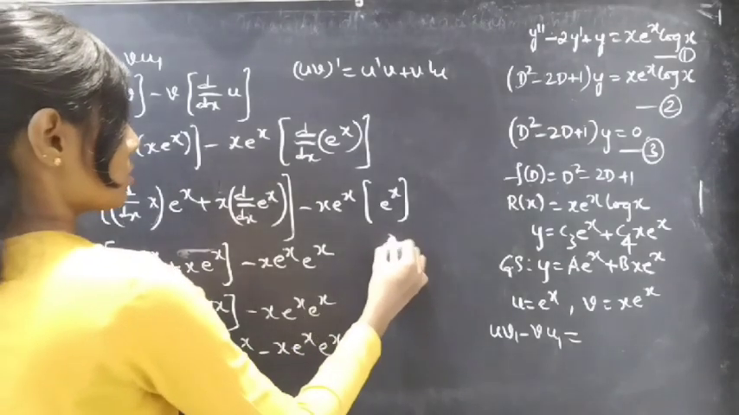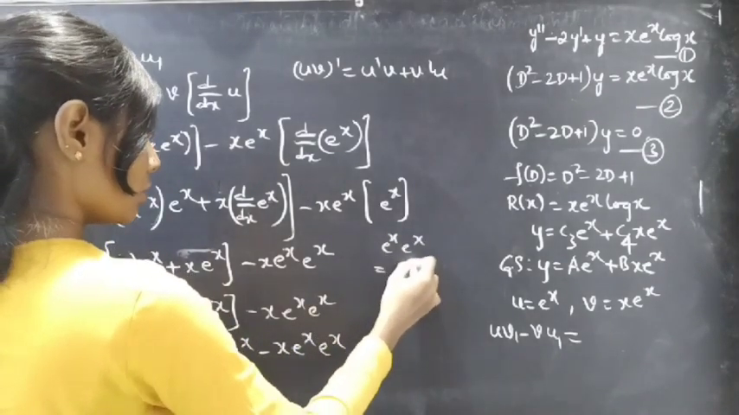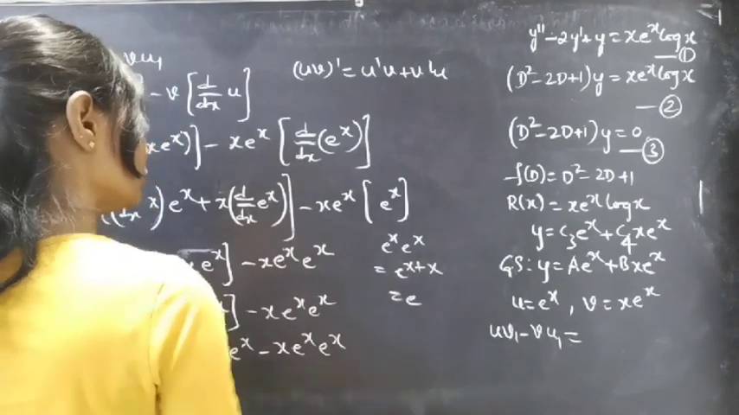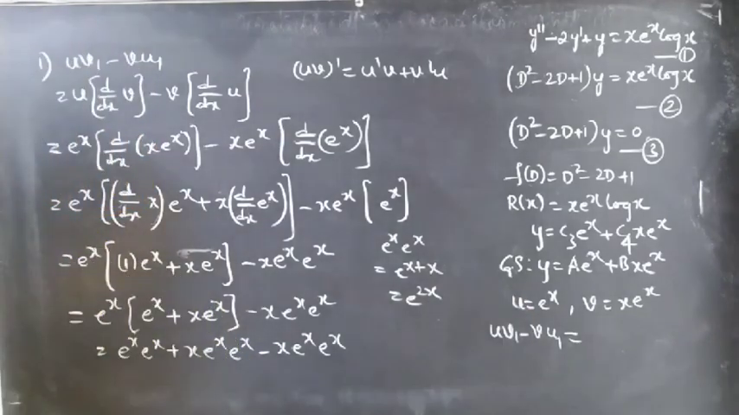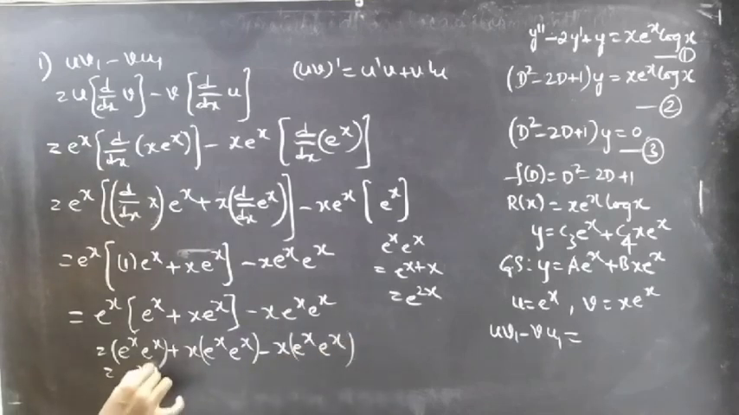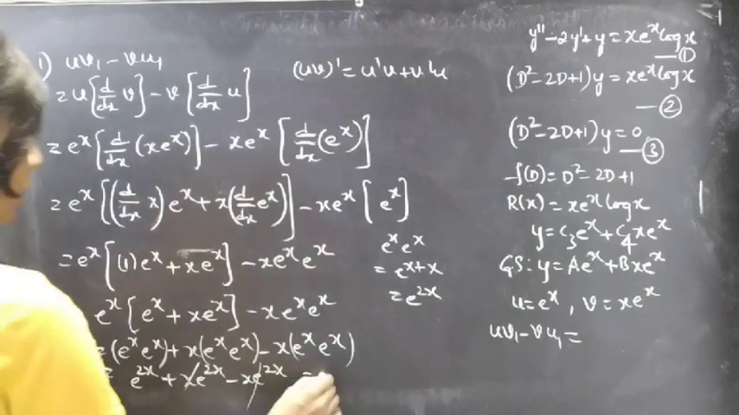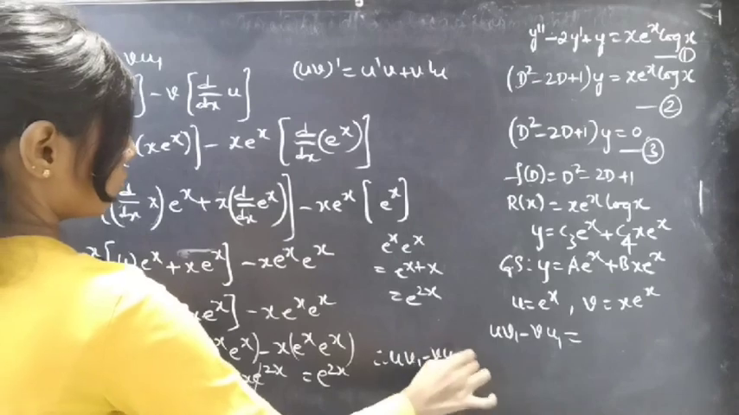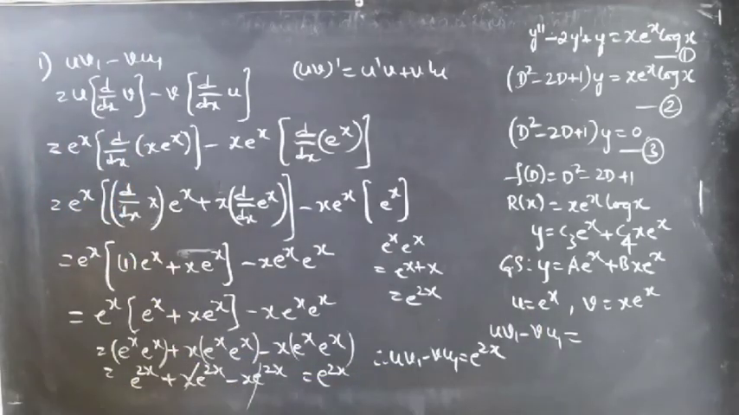Since e power x into e power x can be written as e power x whole square, or e power 2x, right? So let's replace e power x into e power x with e power 2x. We'll get e power 2x plus x e power 2x minus x e power 2x. Here plus x e power 2x and minus x e power 2x get cancelled and we'll get e power 2x. Therefore uv1 minus v1 is equal to e power 2x.